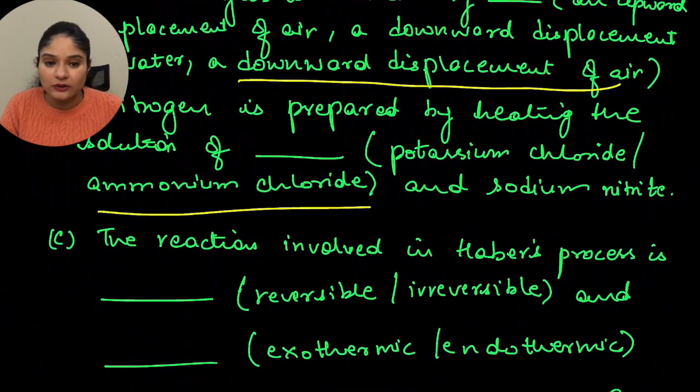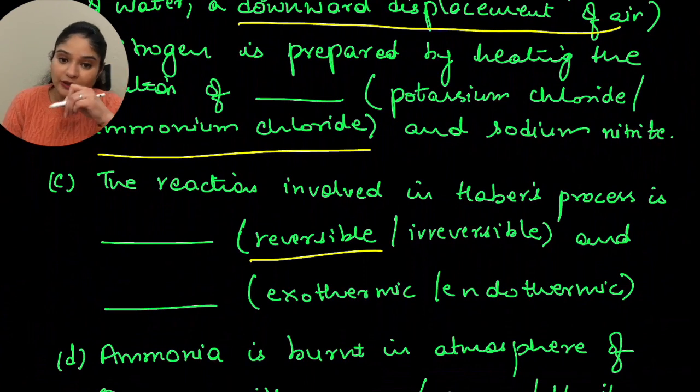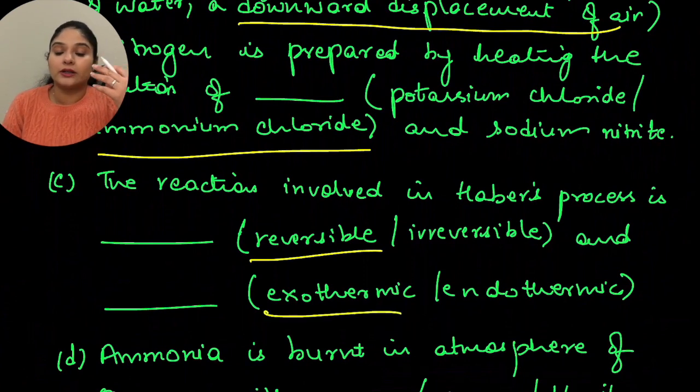The reaction involved in Haber's process is reversible, because if you remember, we put the reversible sign, and it is exothermic. So after the reactants are initially heated, you do not need to provide heat after that. The reaction is surviving on its own because it's an exothermic process.